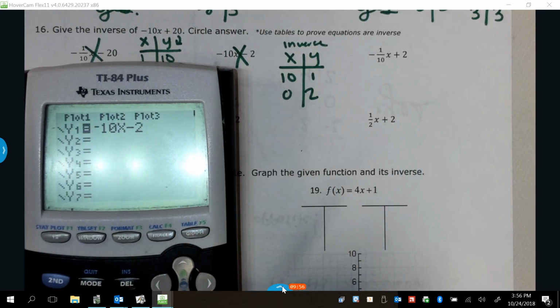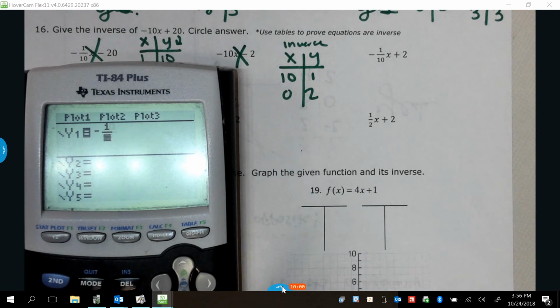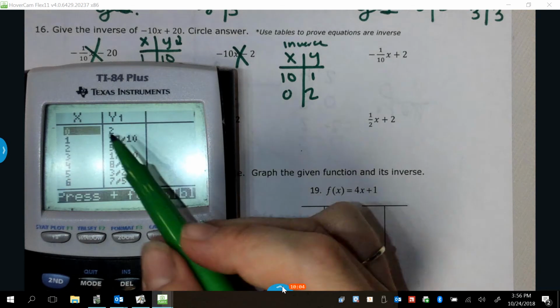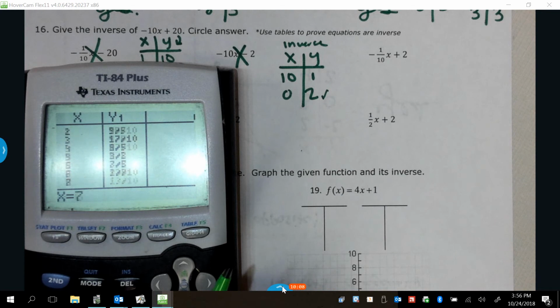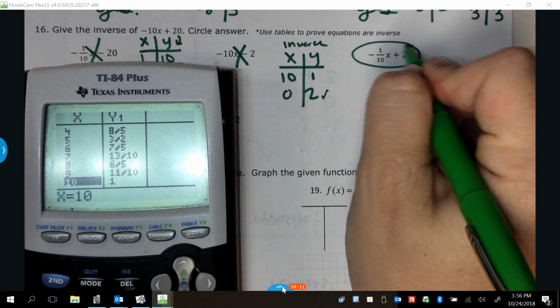So this should be my answer. Let's double check. Negative alpha y equals enter 1 over 10x plus 2, second graph. Well, I have (0, 2), so that's a check. And let's see if we have (10, 1). (10, 1) is there, so this is my answer.